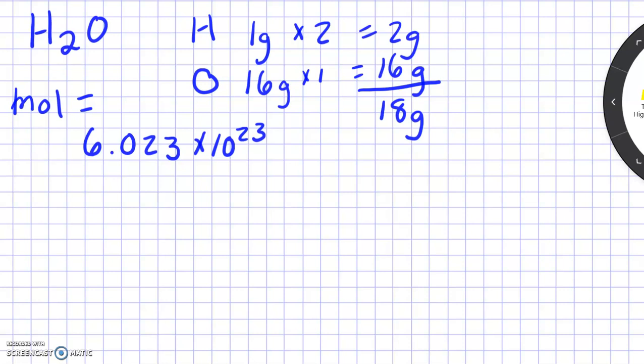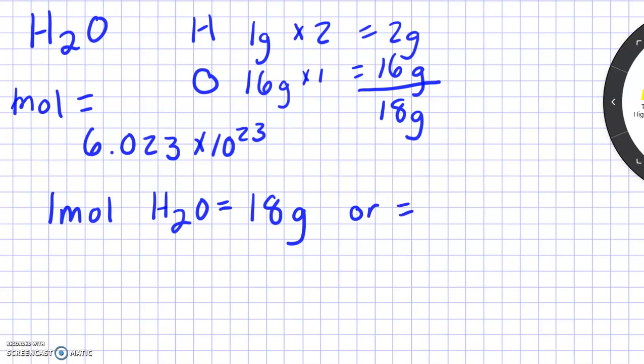Okay? So now what I'm going to do is, well, what does this mean? So 18 grams, what does molecular mass mean? Well, it simply means that 1 mole of water is equal to 18 grams. Or it's also equal to 6.023 times 10 to the 23rd particles. Okay? And so now that's great.